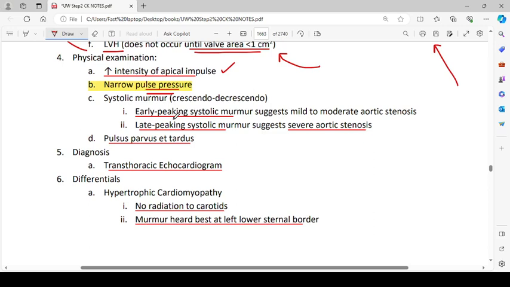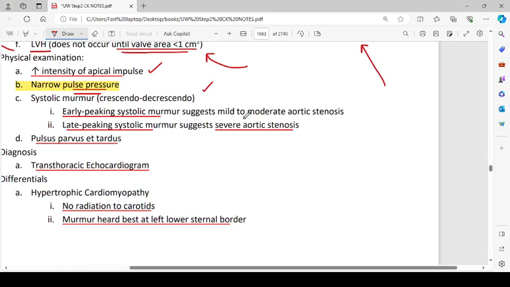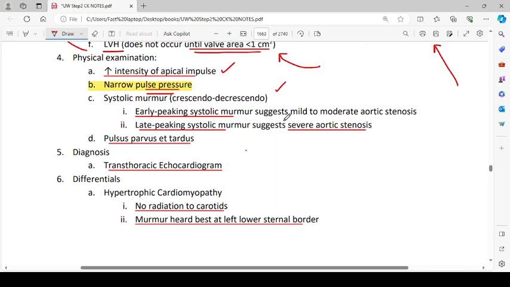Then a systolic murmur, a crescendo-decrescendo murmur, will be heard. Early peaking systolic murmur, and mild to moderate aortic stenosis.